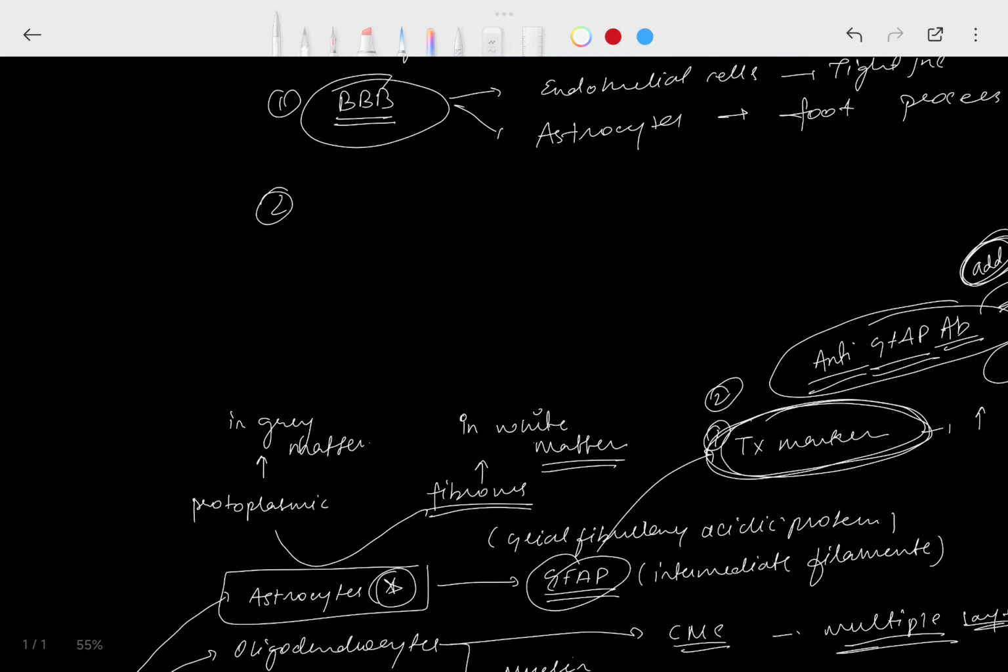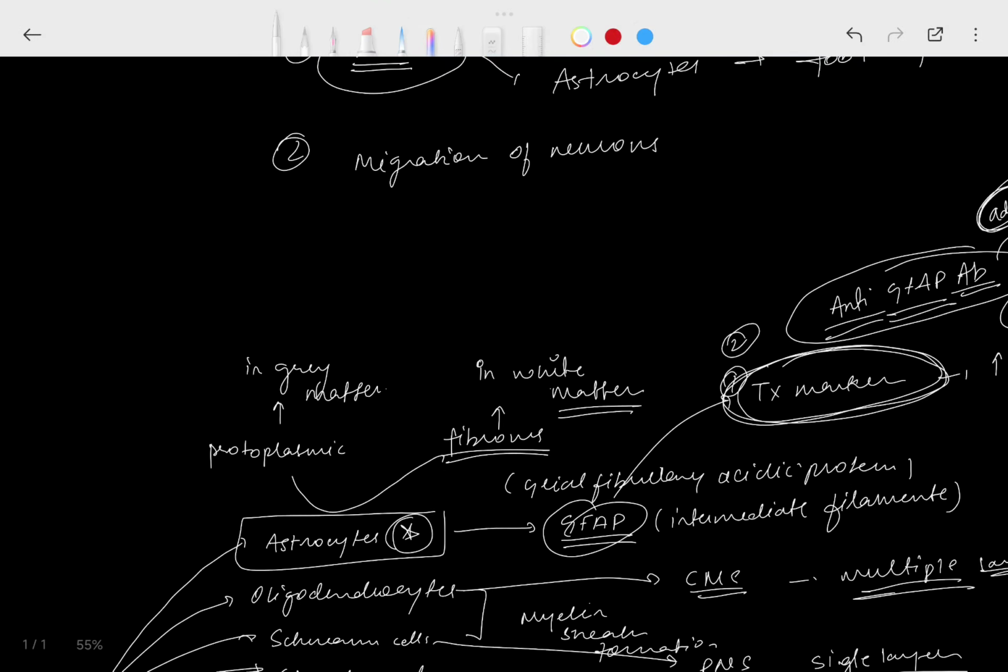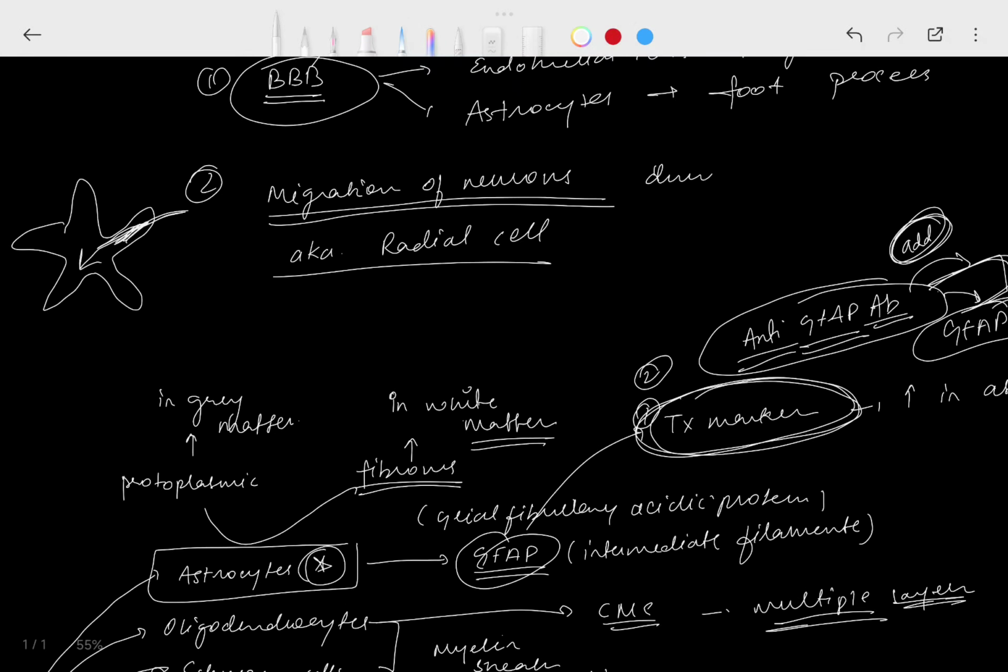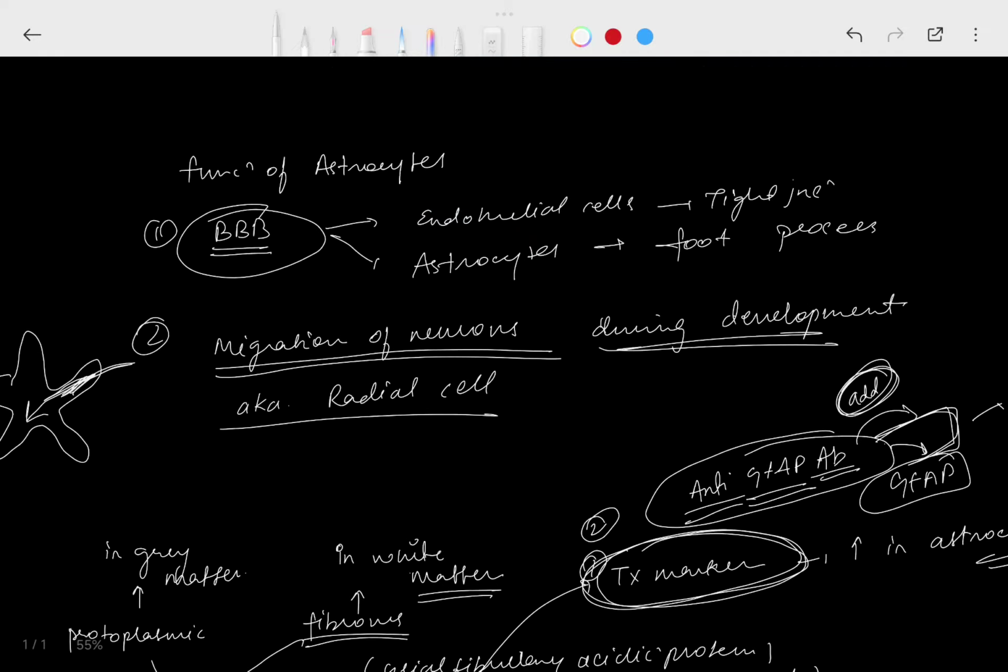Next is migration of neurons. They form a pathway for the migration of neurons. These are also known as radial glial cells. They form a pathway for neuronal migration during development. Astrocytes form a pathway for the migration of neurons during development.